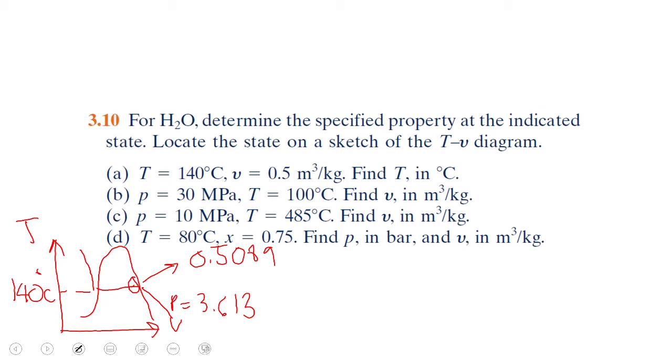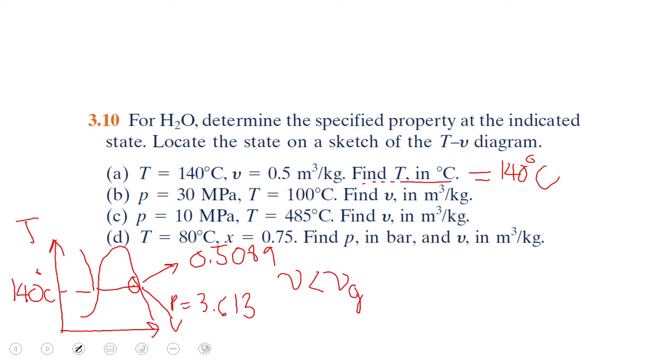We are just before the saturated vapor line, or the value of V is less than Vg. Now we are asked to find T. I think this is a typing error. The temperature they have already given us. So temperature is 140 degrees Celsius.